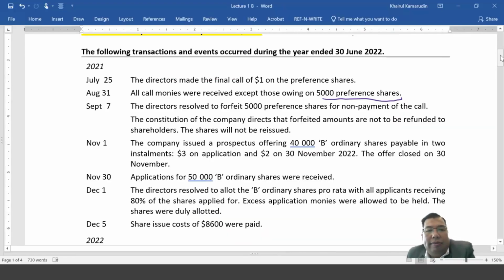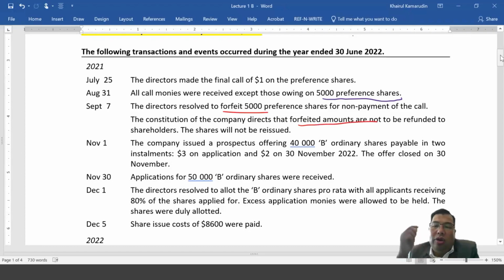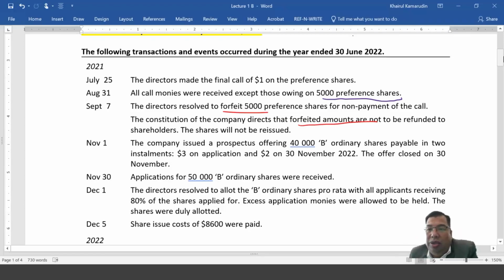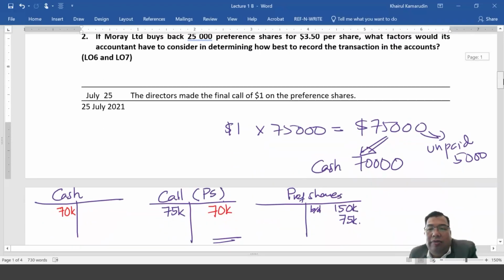On 7 September, the directors resolved to forfeit the preference shares for non-payment of the call. So we're going to cancel that one, the 5,000. The constitution of the company directs that forfeited amounts are not to be refunded. You're not going to give them their money back. So you're going to keep the money from the shareholders. The shares will not be reissued.